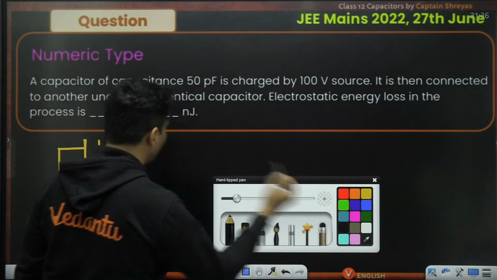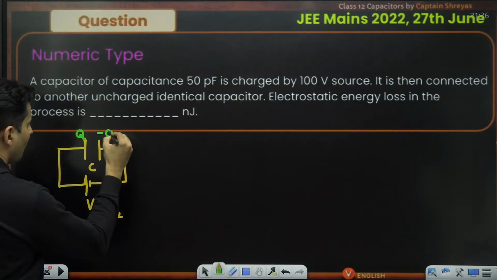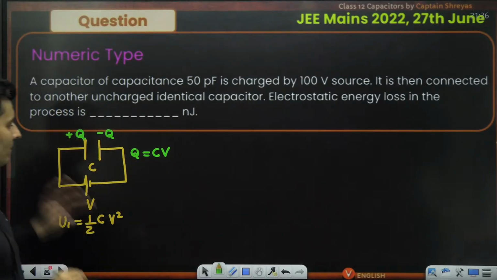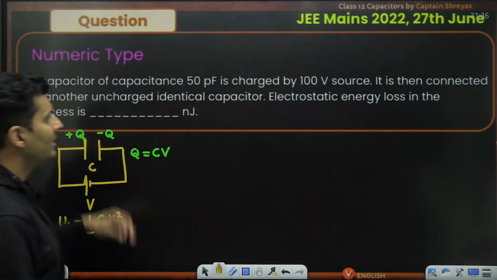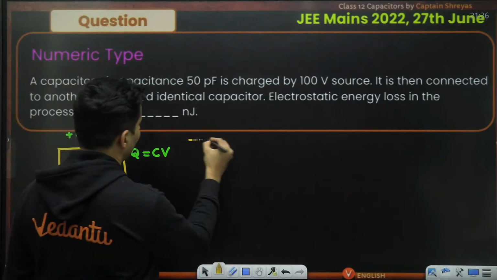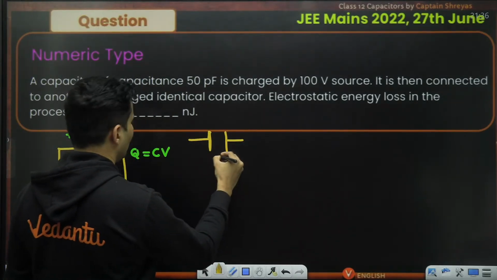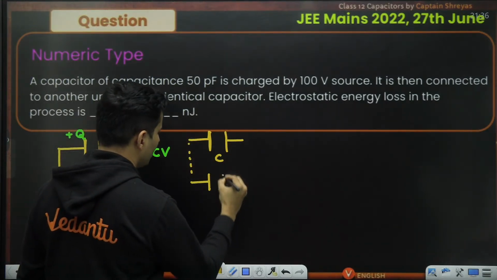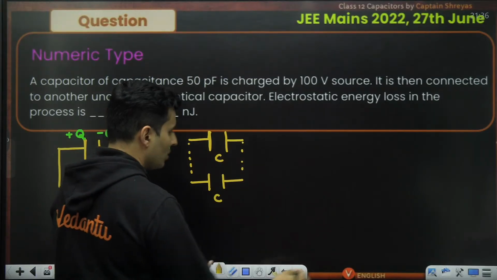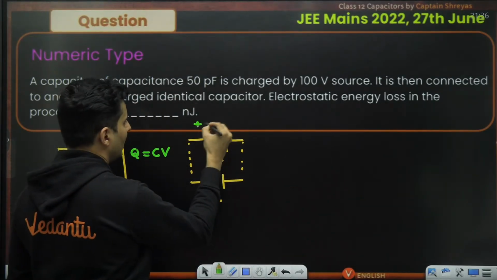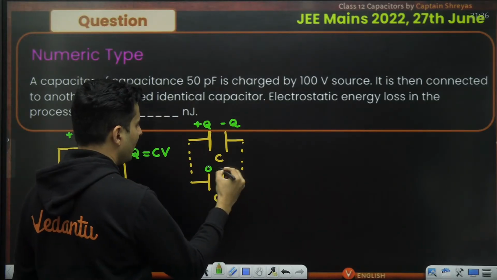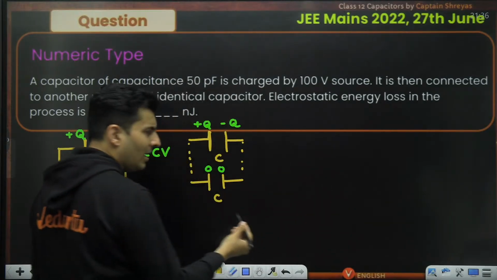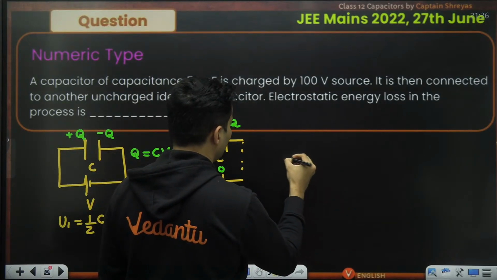Now, talking about the charge on it, this Q will be capacitance into voltage. Keep this aside. Now it is connected to another uncharged capacitor. You have this capacitor of capacitance C, identical in nature, not yet connected, but I'm putting it beside. This one has a charge of plus Q and minus Q, and this one has a charge of 0. The moment you connect it, the charges will get distributed.